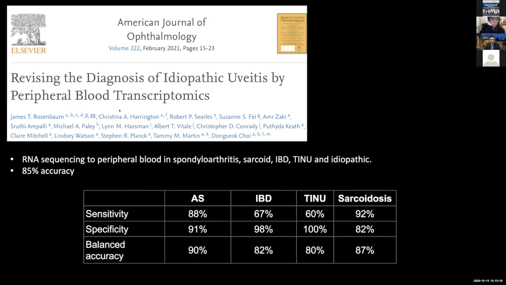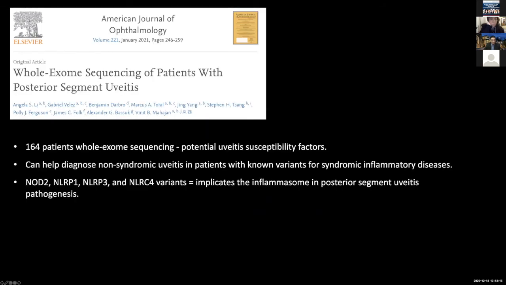Again, along the lines of advancing proteomics in uveitis, this group out of Stanford looked at whole exome sequencing, and they tried to identify potential uveitis susceptibility factors to see if you could diagnose non-syndromic uveitis in those patients who had a known variant for a syndromic inflammatory disease. And they found these 4 variants that were correlated with uveitis. And all of these variants have been previously reported in the literature to be inflammatory. And this implicates the inflammasome in posterior segment uveitis diagnosis.